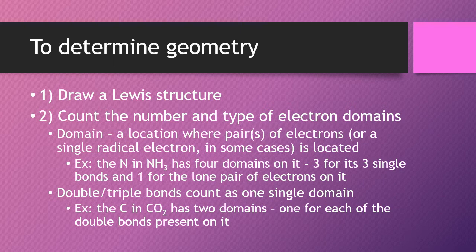A quick note, double and triple bonds count as a single domain. For example, if you consider carbon dioxide, CO2, it has 2 double bonds, 1 to each oxygen. Therefore, the central carbon of carbon dioxide only has 2 domains, 1 for each of the double bonds that is present on it.